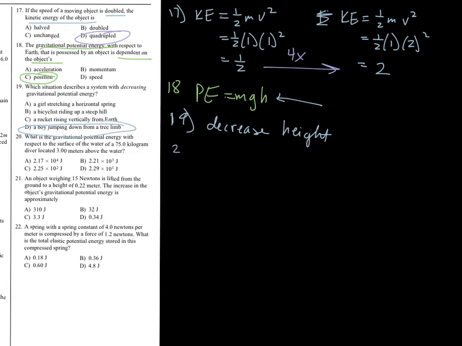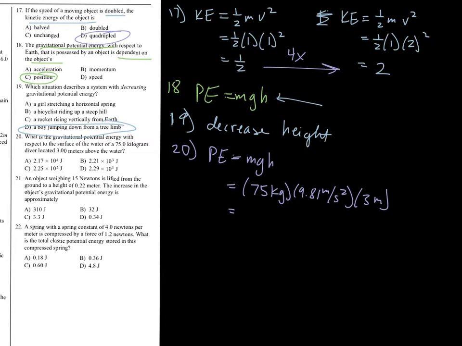Number 20. This time we're calculating for potential energy. 75 kilograms times 9.81 times 3 meters high. And you should get approximately this many joules, I believe. The only one that fits that is choice B.